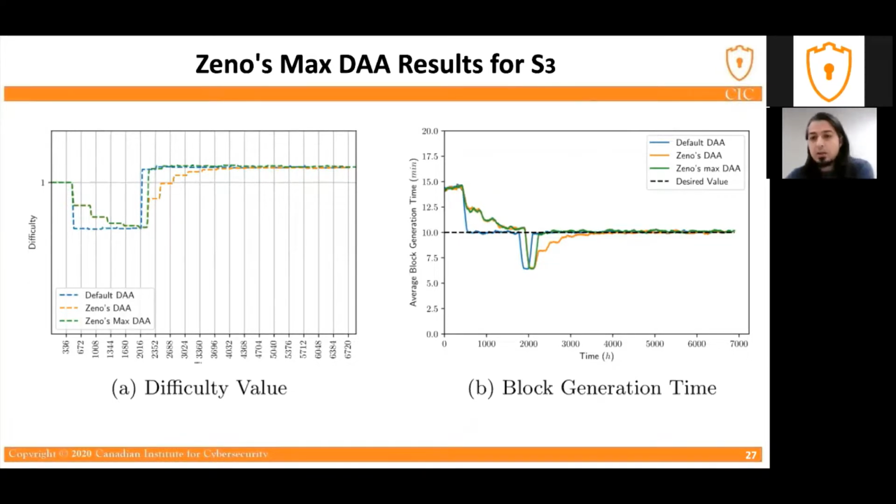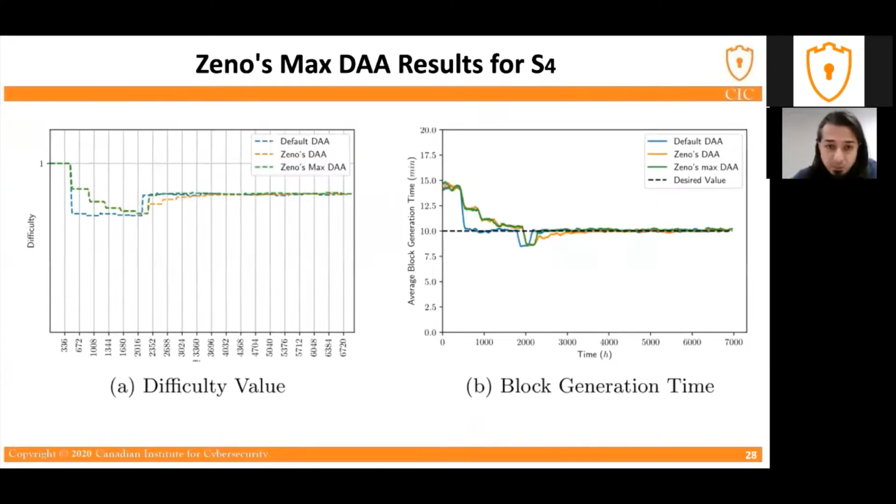So we can argue that Zeno's Max has a better block generation rate when we want to increase the difficulty. So here we have a better block generation time, or average block generation time, in this scenario. And again, this is the fourth scenario, which is very similar to the previous one. In decreasing the difficulty, Zeno's Max acts like Zeno's, and for increasing the difficulty, it acts like the default DAA.